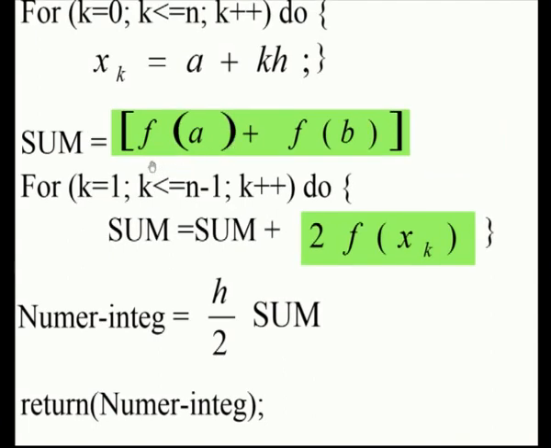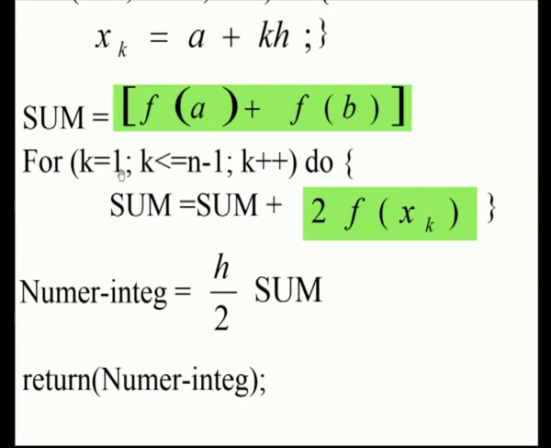Now, the initial value of the sum is f of a, the function value at the left point, and f of b, the function value at the right point. Now, for k equal to 1 to n minus 1, for each k, I am updating the sum by adding 2 times f of xk to the prior value of the sum. So, this sum is initially f of a plus f of b, and then 2 times f of x1 plus 2 times f of x2 up to 2 times f of xn minus 1.